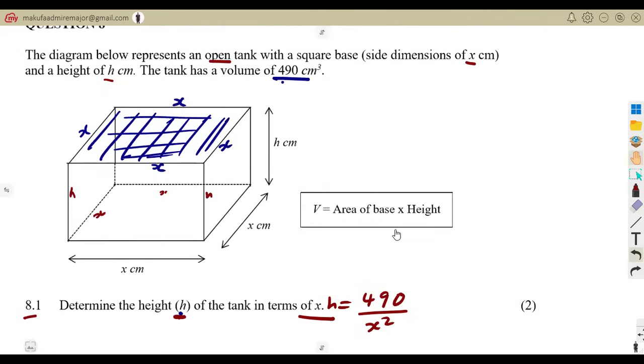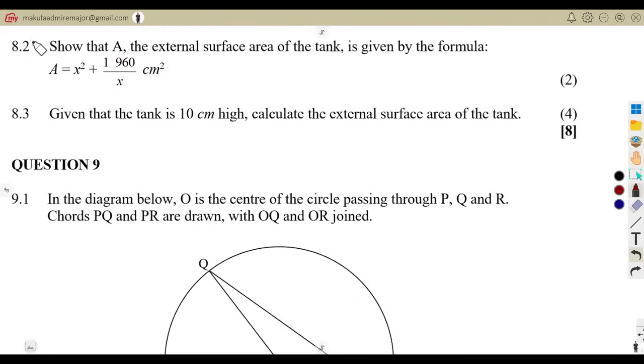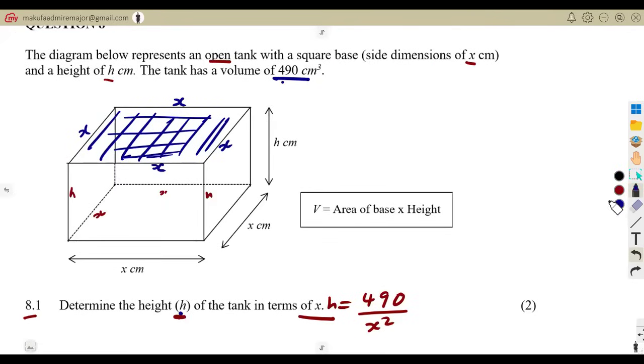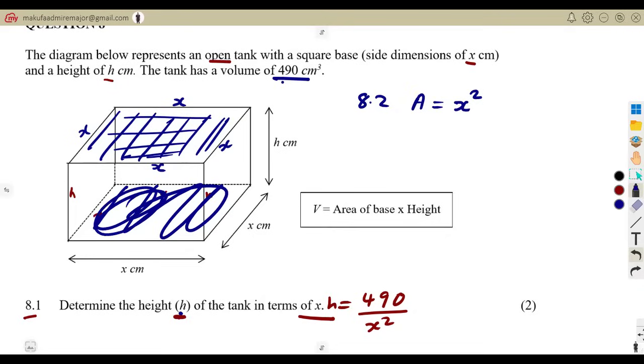All right. On another question, they need you to determine or to show that A, which is the external surface area of the tank, is given by the formula. This is the formula. Remember the area, we're talking about everything that we see, but you're told that it's opened on top. So if it is open on top, the base that we see here is not going to repeat itself because it's open on top. We do not see it. So we're going to have the area of a square only here on the base.